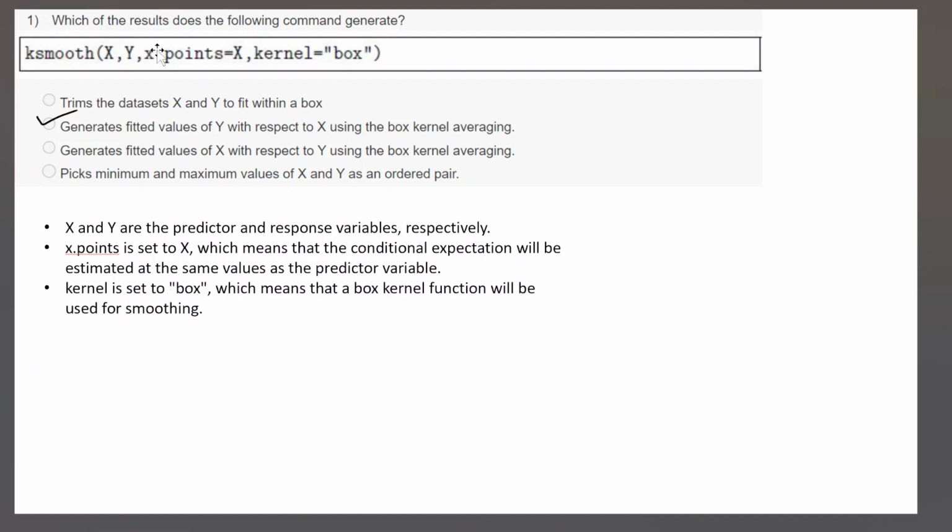And kernel is set to box, which means the box kernel function generates a fitted value of Y with respect to X using the box kernel average.